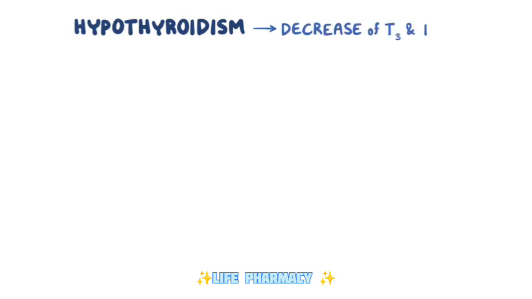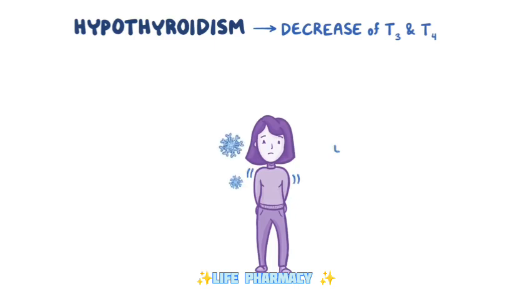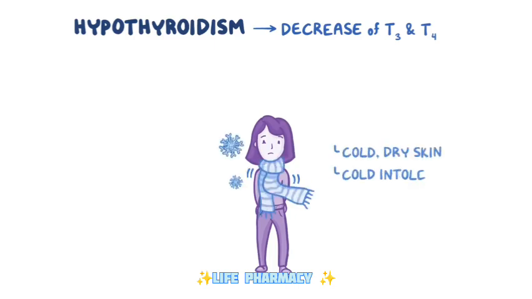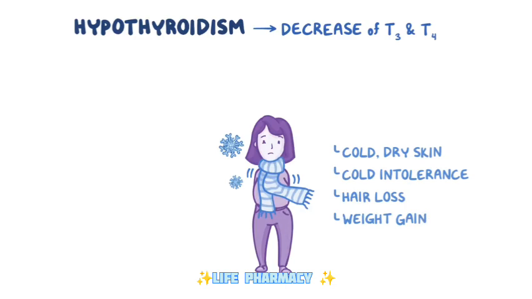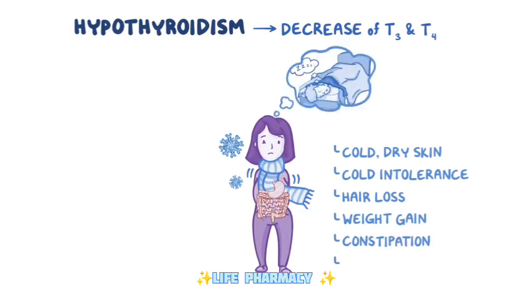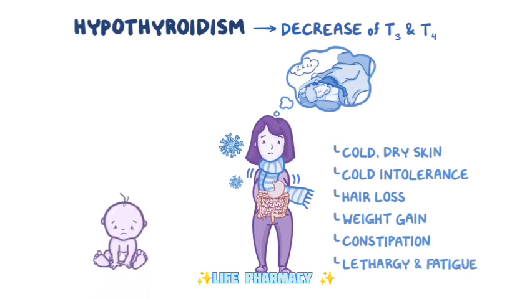So, the main problem with hypothyroidism is that it can happen in a few different ways, but all of them result in a decrease of T3 and T4. A person with low thyroid hormone levels typically has cold, dry skin, cold intolerance, hair loss, weight gain, and constipation. They might also suffer mental symptoms like lethargy and fatigue. In infants and children, hypothyroidism could delay physical and mental development.